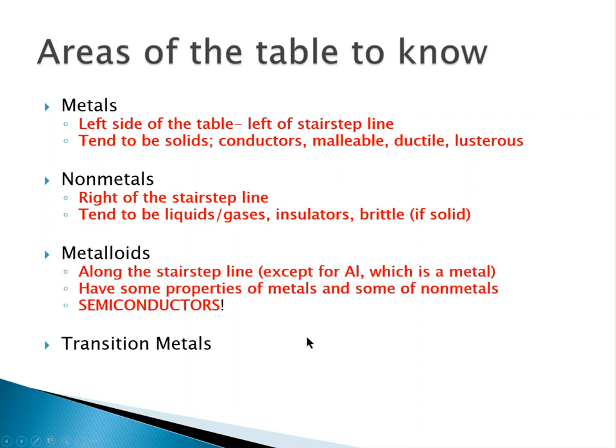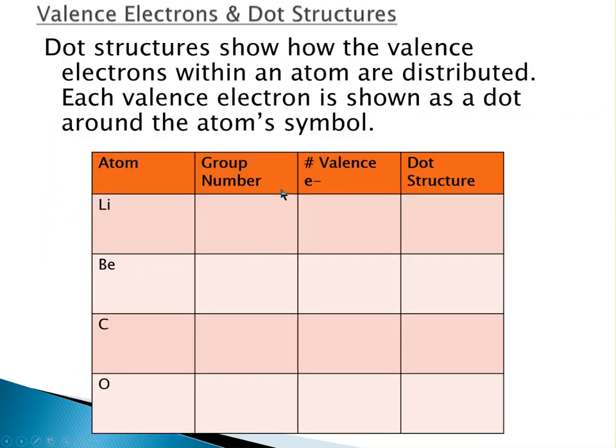So metalloids live along the stair-step line, and they will share some properties of metals and some properties of nonmetals. One big property is metals are conductors, nonmetals are non-conductors, so metalloids are semiconductors. One metalloid, silicon, is what is used to make computer chips. And finally, the transition metals are just the metals in the middle of the periodic table, so groups 3 through 12 on the periodic table.